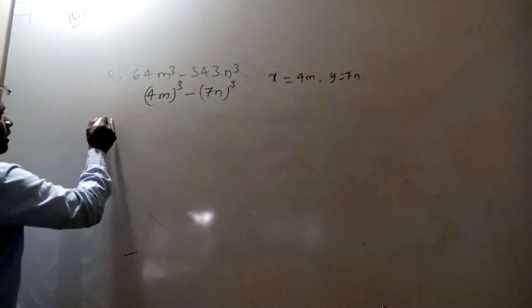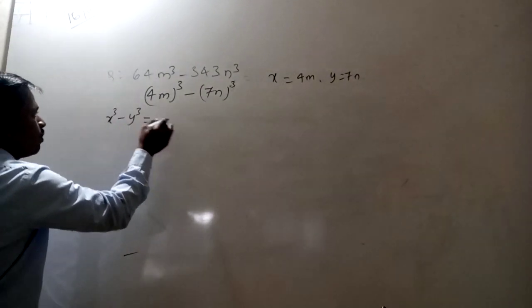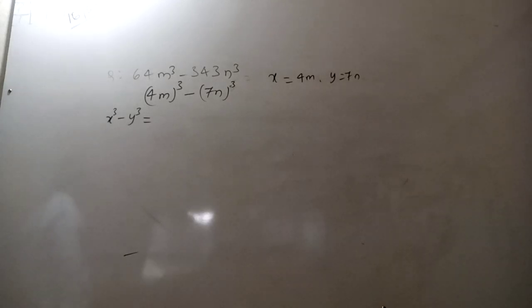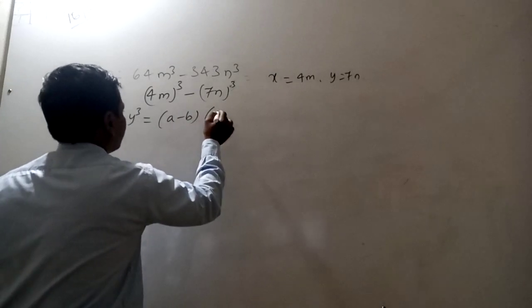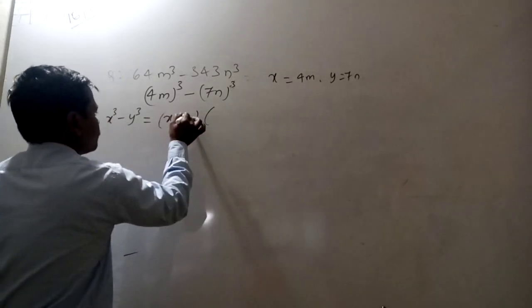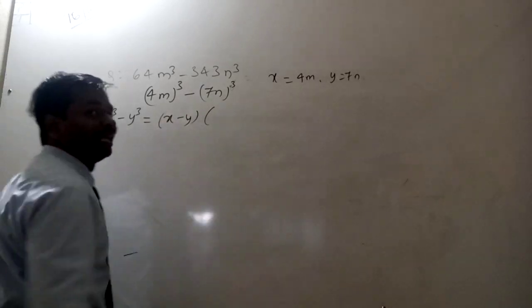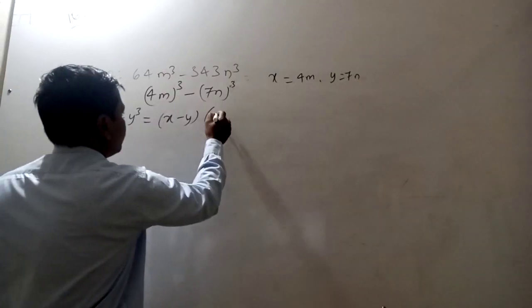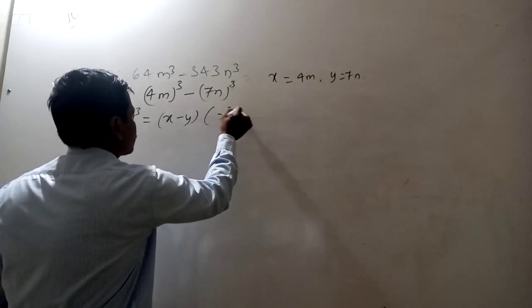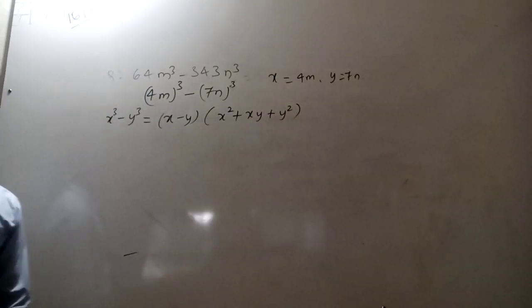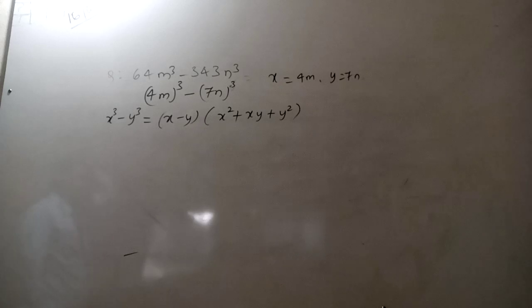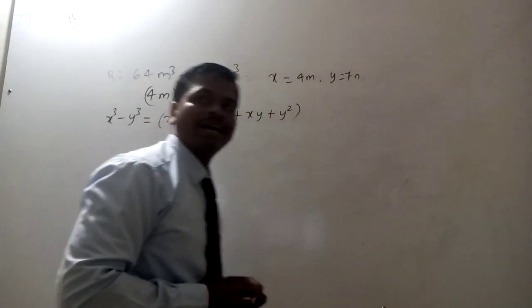Now, what is your formula? X cube minus y cube. What is x cube minus y cube? A minus b into, or x minus y into, since x and y are there. X minus y into x square plus xy plus y square. That is the formula of x cube minus y cube.